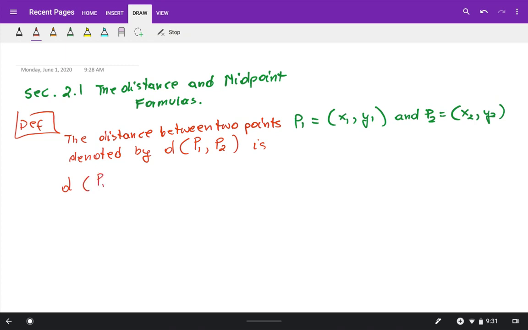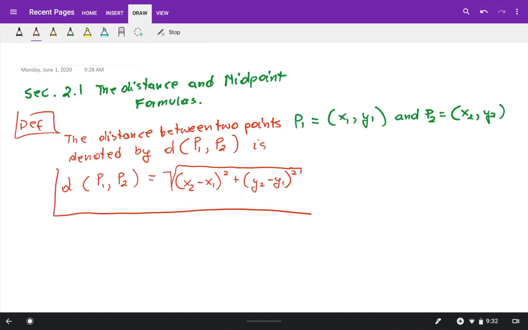The distance between 2 points P1, P2, we calculate using the formula: square root, and under the square root we have (x2 minus x1) squared plus, in parentheses, (y2 minus y1) squared. So this is the distance formula which we need to memorize between 2 points. And that's the formula. Next definition.